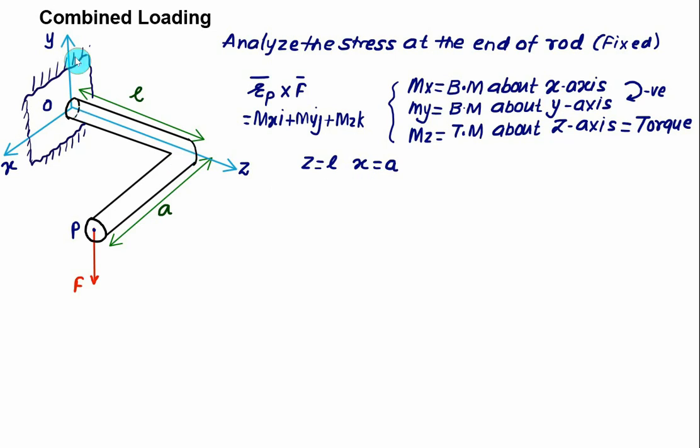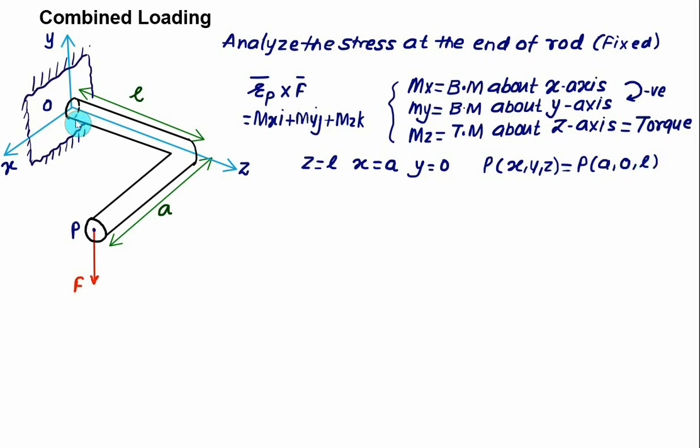But along the y-axis you did not travel any distance, so the y value will be equal to 0. So the coordinate of point P, given as x, y, z, will be: the x coordinate will be the same, equal to A, the y coordinate will be 0, and the z coordinate will be equal to L.